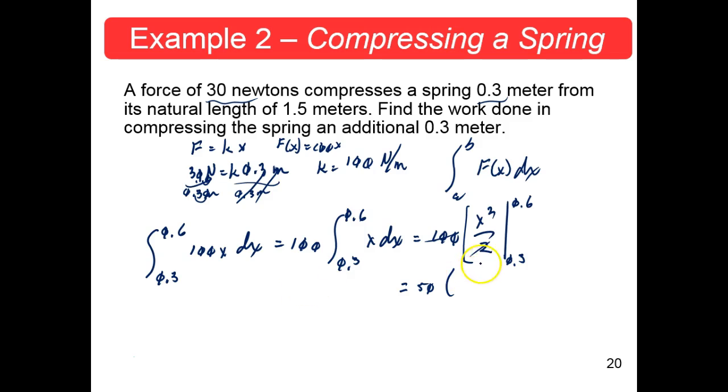0.6 squared is not that hard. 0.36 minus 0.3 squared is 0.09, okay? So this will be 50 times 0.27, is it? Yeah.